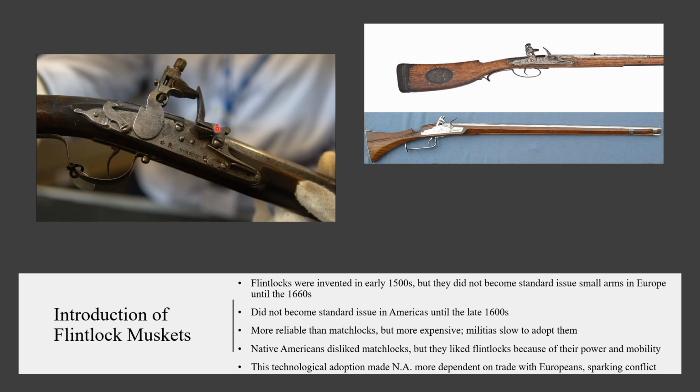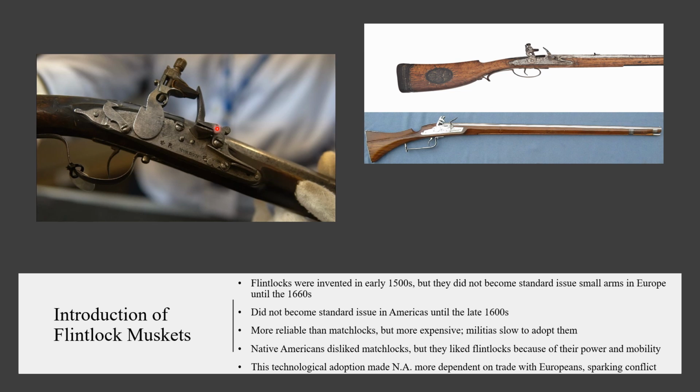They're still pretty inaccurate because they're smoothbore, just like the matchlock muskets, but they're much easier to use in rain and in snow. They're less heavy as well. They can be carried more easily. They don't require a monopod to be accurate. It's a major technological improvement over the matchlock muskets.